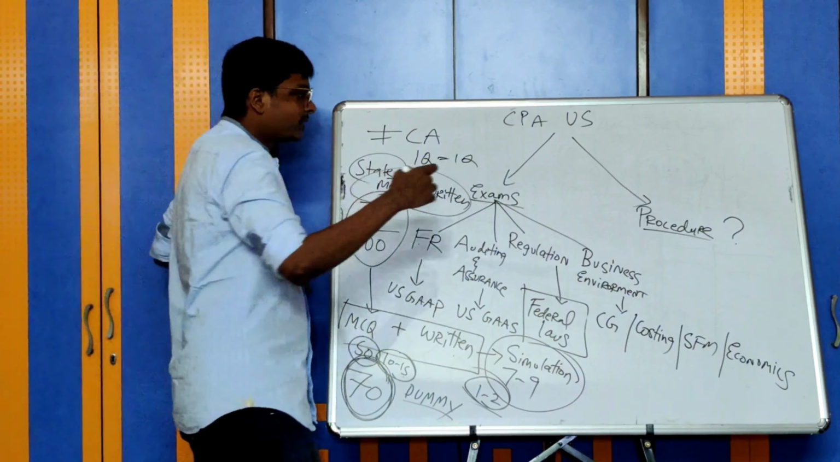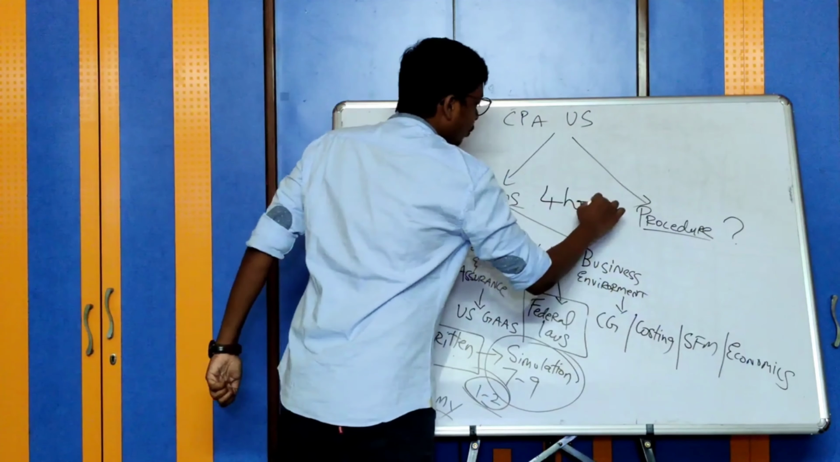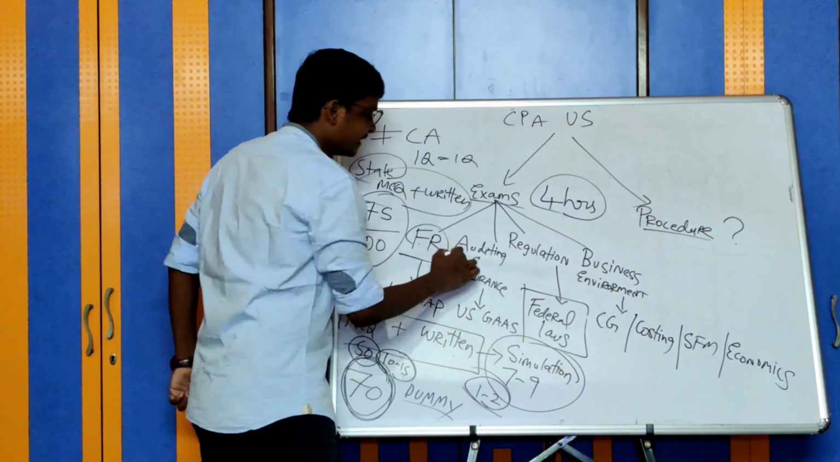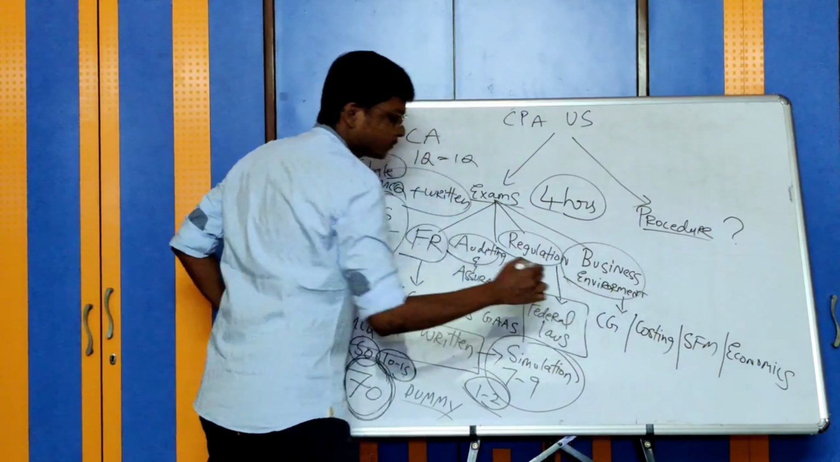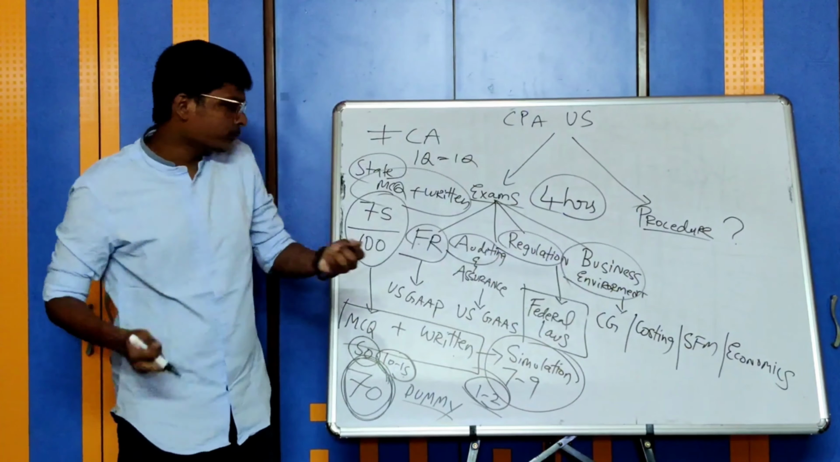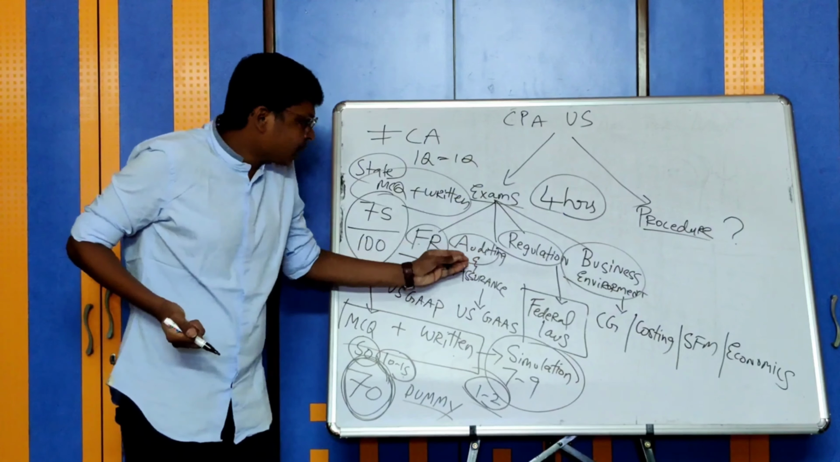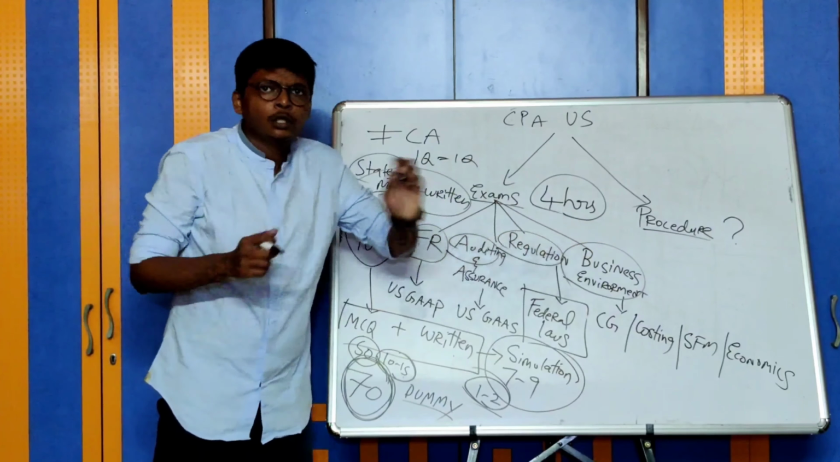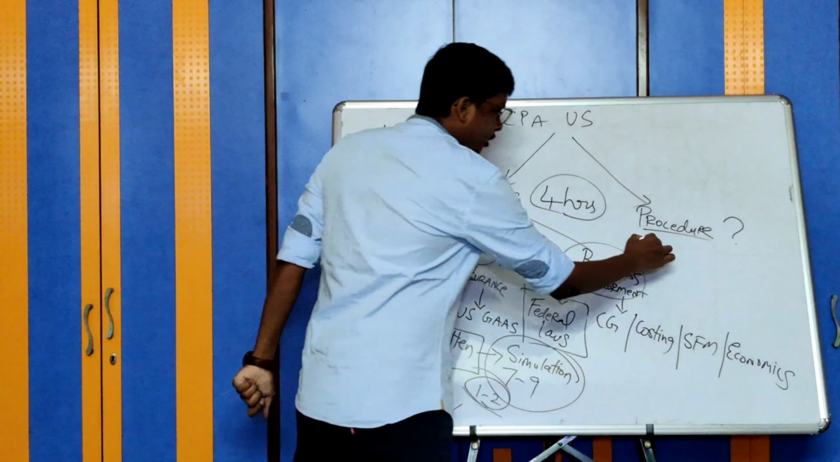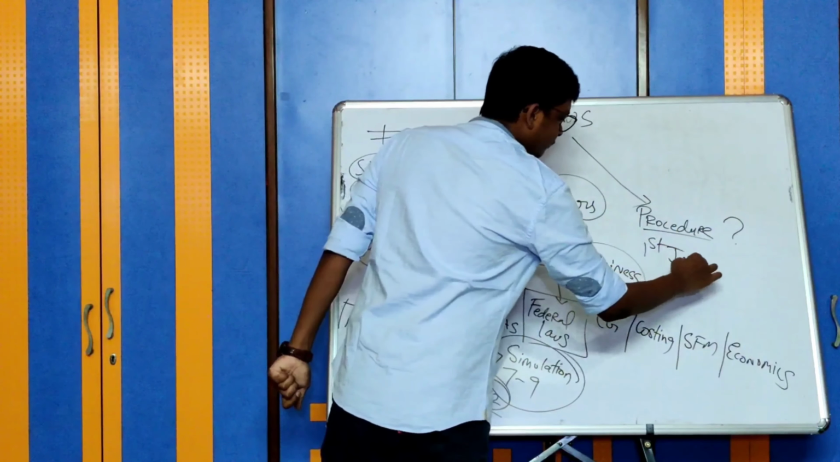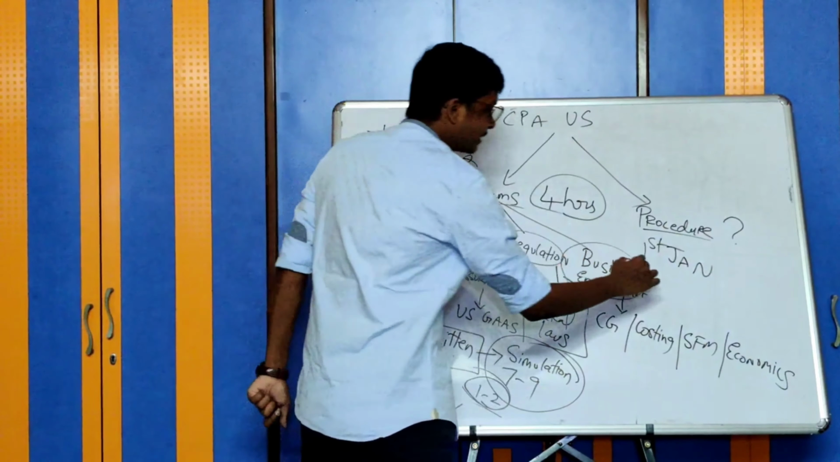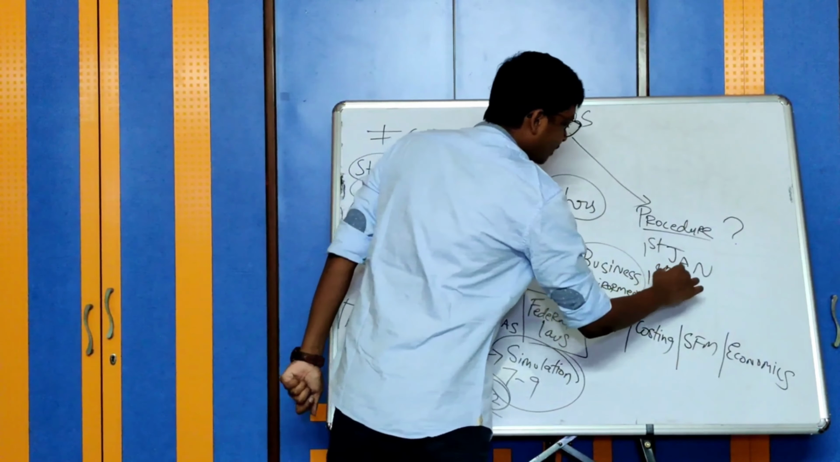For each paper, the time given is 4 hours. Now, how to write the exam? Should I write one today, one tomorrow, one the day after, and one after that? No. I can write one today, on 1st of, say, Jan. Then you can write the next exam on 1st of March, then on 1st of April, then on 1st of June.